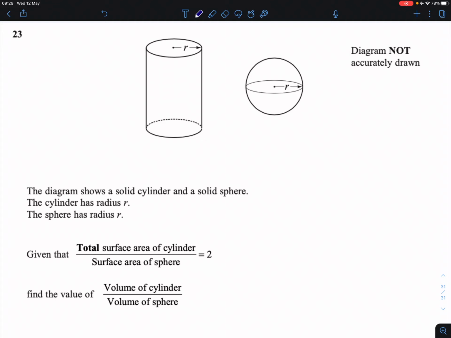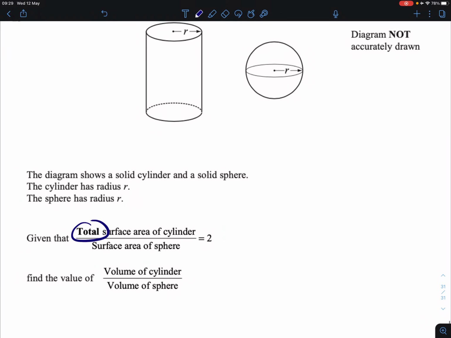Question 23, we have a cylinder and a sphere. We're given that the total surface area of the cylinder divided by the surface area of the sphere equals 2, and we're being asked to find the volume of the cylinder divided by the volume of the sphere. So we've got volume and surface area of both the cylinder and sphere at play here.